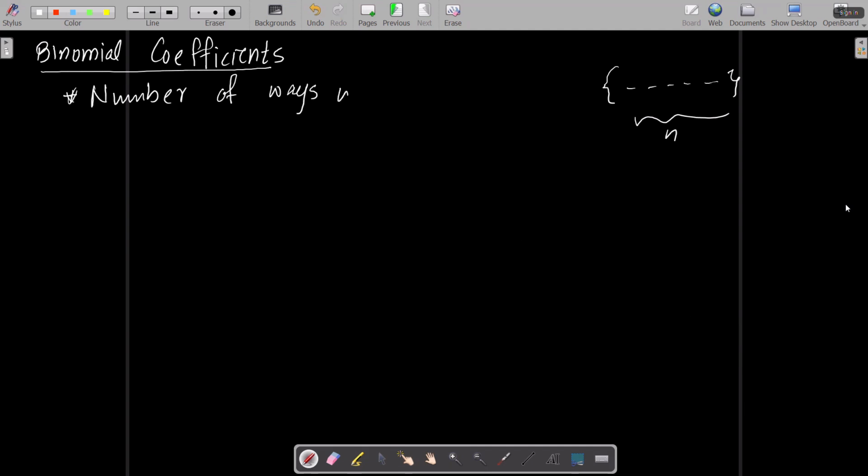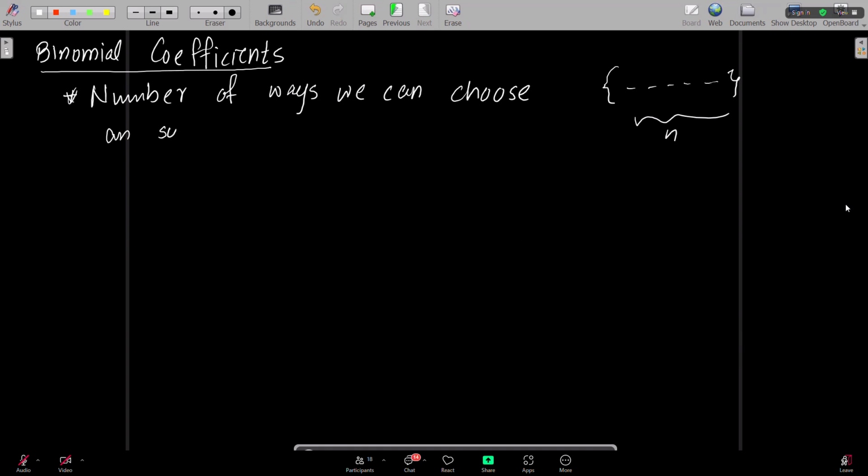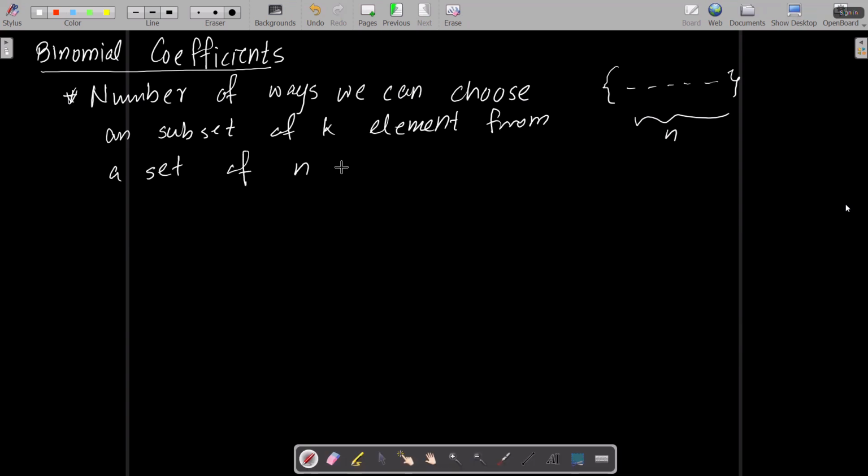So this will give the number of ways we can choose a subset of k elements from a set of n elements. This is what this gives. This is a very basic thing, right?